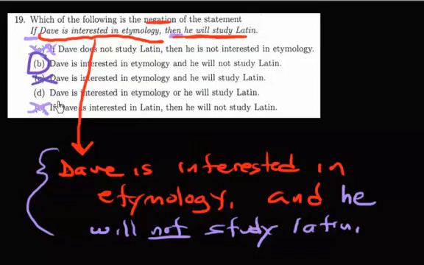No. Dave is interested in entomology, or. Well, it's not or. Okay, when you negate an if-then, it does go to an and. The way I always remember it is that of the three basic ones, and, or, and if-then, everything negates to an and except for and, which negates to or. So the answer to number 19 is B.